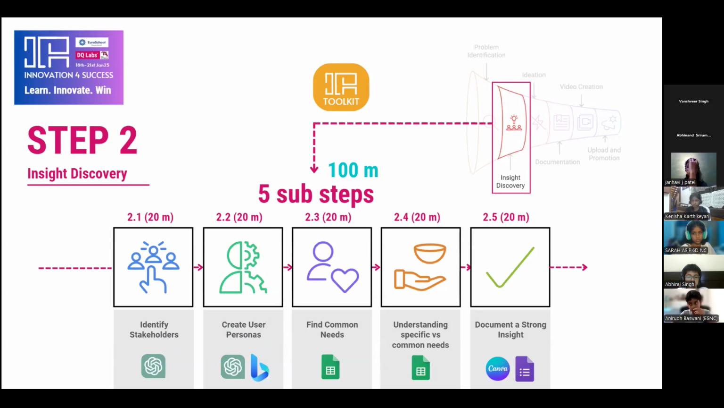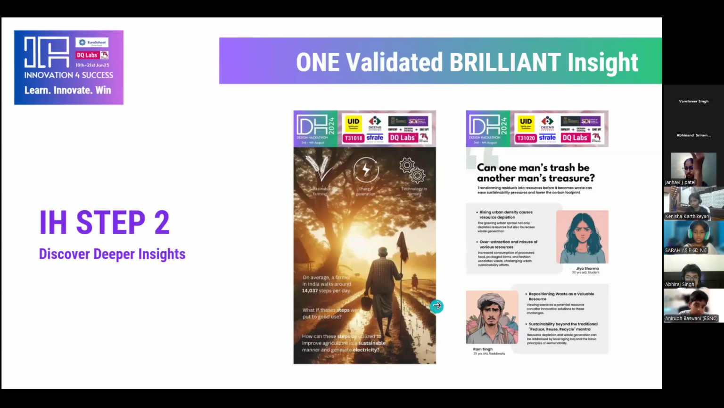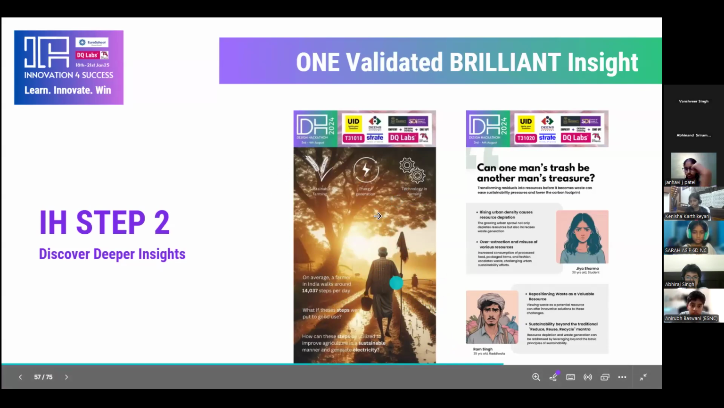So, let me just show you an example. So, in the first case here, the problem that was identified was how we can improve agriculture. So, since the stakeholder for that was a farmer, we have put an image of a farmer here and we have kind of written a little bit about it. So, this is the outcome of the second step.